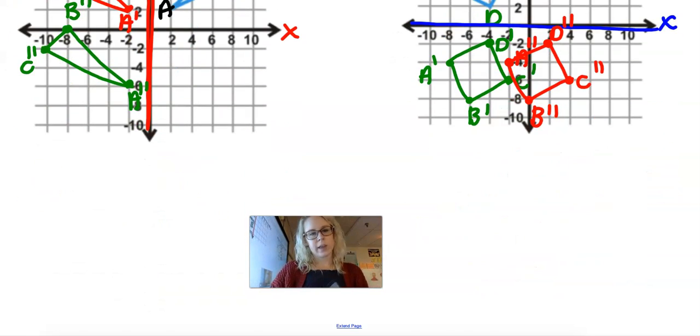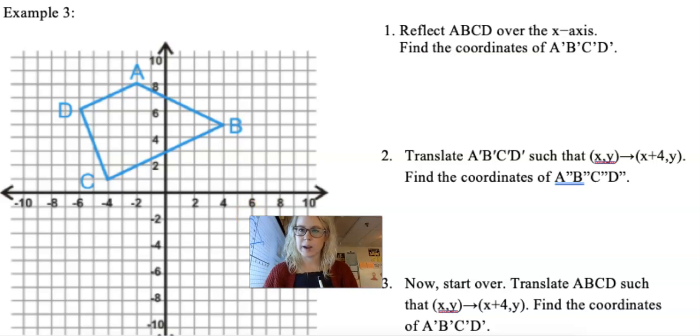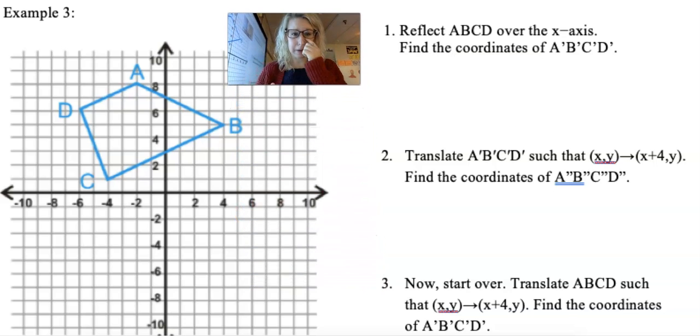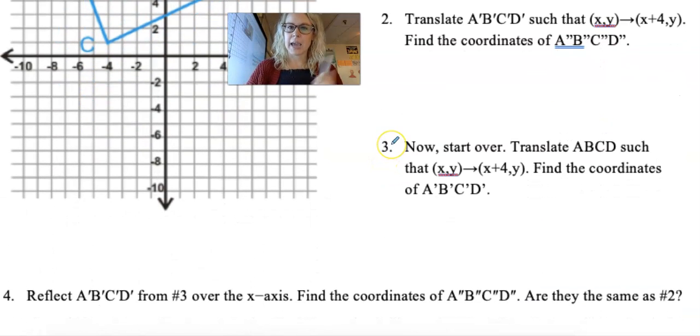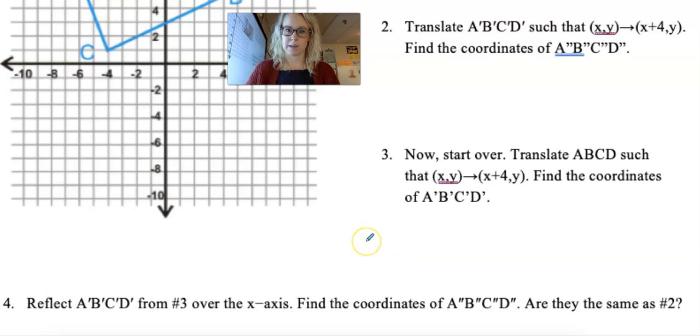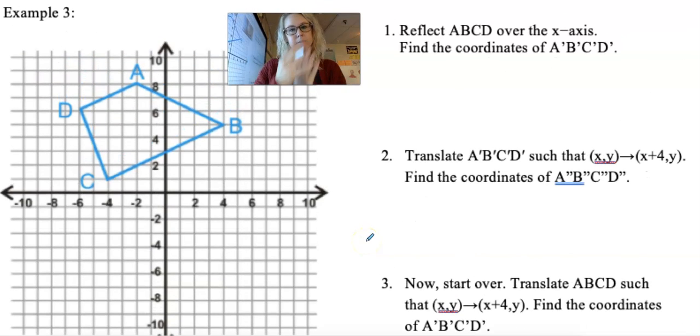But we're going to try one more thing, and then you'll practice. I have a polygon A, B, C, D. It wants me to reflect it over the x-axis in the first one, and then translate it in the second one. Then it says, start over. I want you to translate it first, and then reflect it, and figure out if the shapes are the same. Basically, if I flip something, then move it, is that the same as doing it in the reverse order of moving it and then flipping it?